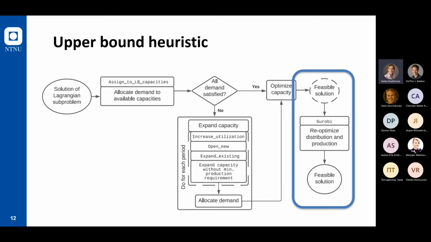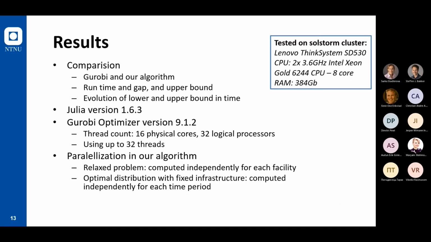We can improve the solution a little bit as we use the Gurobi optimizer for solving the LP, because we fix the facility locations and capacities and re-optimize only the distribution and utilization of facilities. And at the end, we get a nice feasible solution. How nice the solution is, I will show you in the result part.